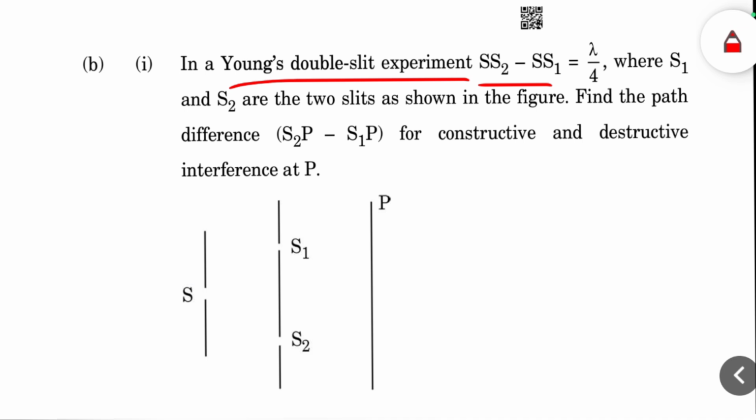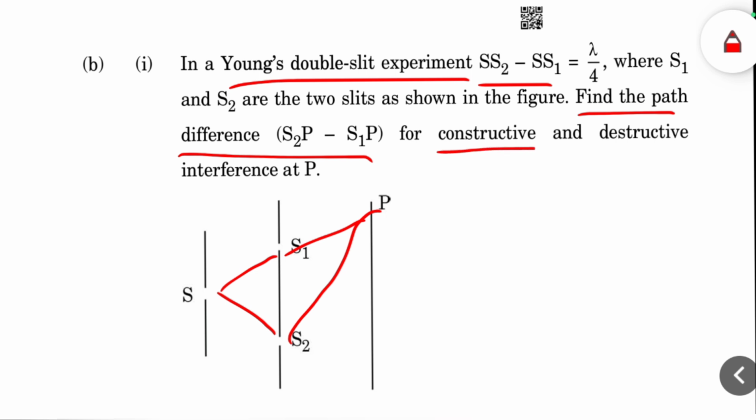So this is S2 and S1. The path difference of this first case is given, that is lambda by 4, where S1 and S2 are two slits as shown in the figure. Find the path difference S2P minus S1P in the second case for constructive and destructive interference at the point P. So we have to find the path difference between S2P and S1P at point P for both cases, constructive and destructive interference.